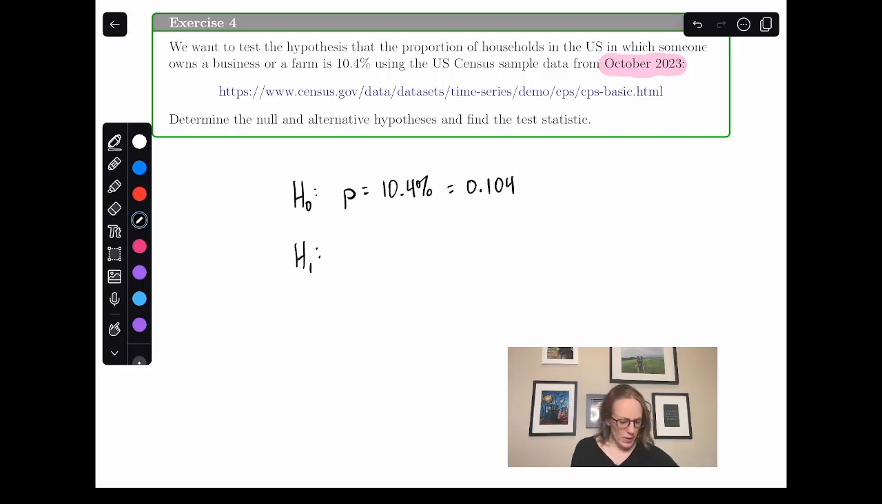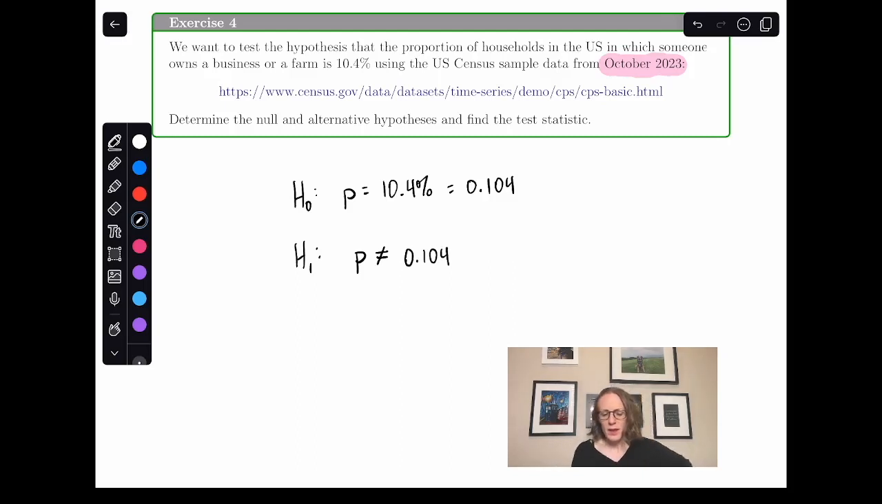or 0.104. Maybe historically the proportion was 10.4%, and maybe now we want to see if in October of 2023 it is different. So we could start by having this be our null hypothesis. This is what we're just assuming is true. It's 10.4%. And if this is our null hypothesis, our alternative would be that the proportion is not 10.4%.